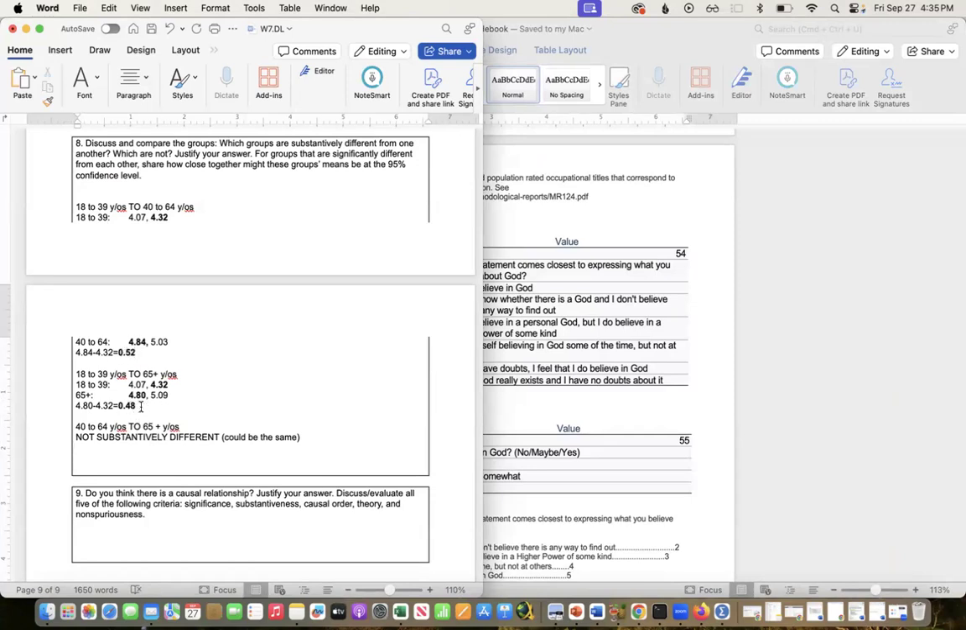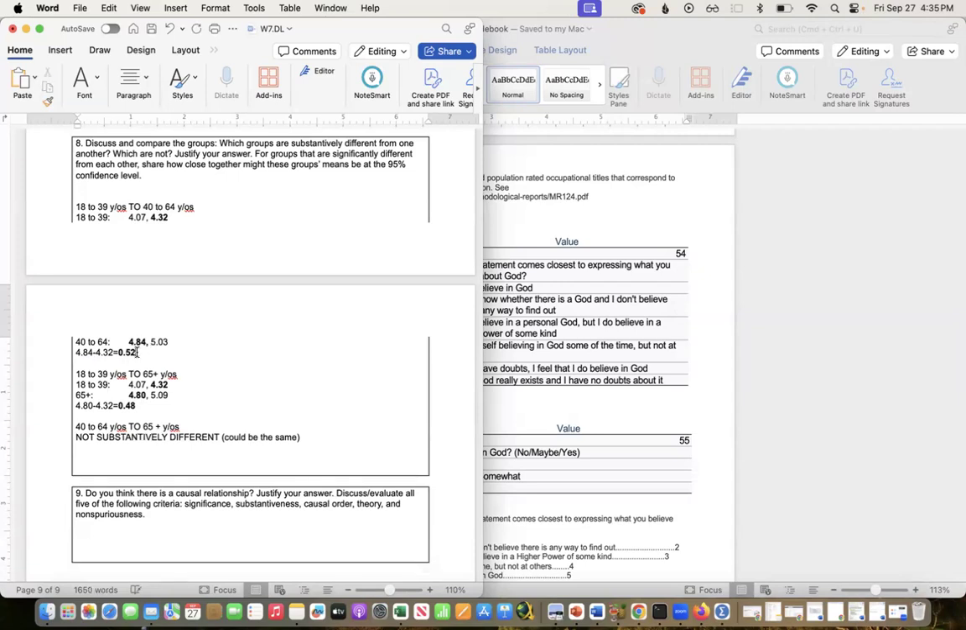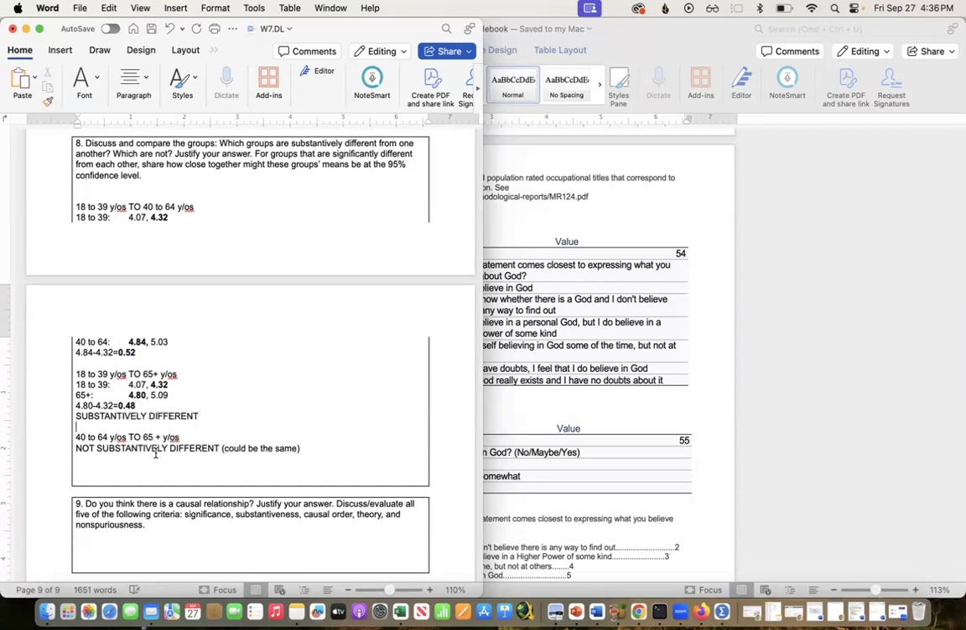This is how close together they might be. They might be further apart, right? Like this one could be 5.03 minus 4.07, which would be, I think, like 0.96, right? So they could be further, but we're 95% confident they're at least this far apart on average. So I'm arguing that these are substantively different.